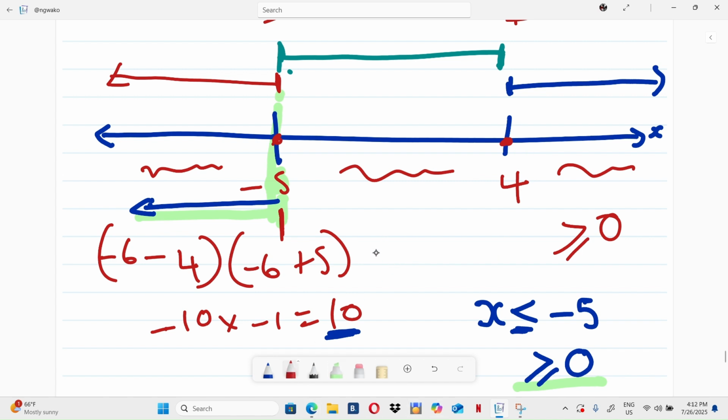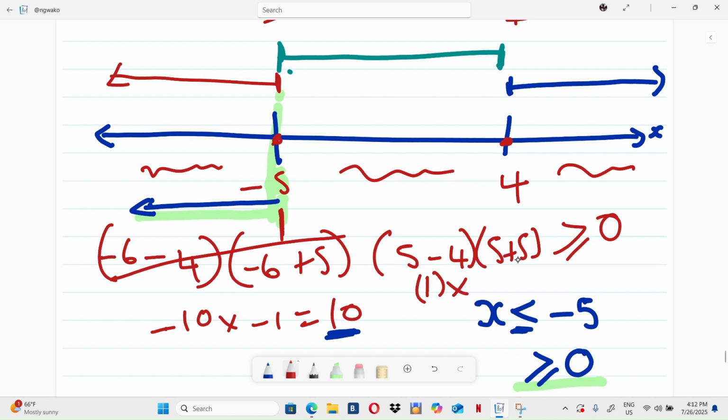What do we do? We substitute. Let me cancel this. You substitute, say, okay, any value that is greater than 4. What is that value? Maybe 5. 5 minus 4, 5 plus 5. What does it give us? Here gives me 1. 1 multiplied by what? By 10. Gives me 10. It's also positive. So therefore we say, let me go up a little bit.